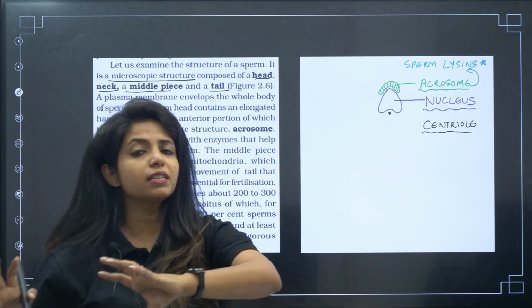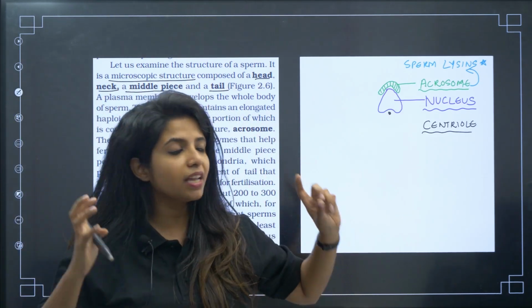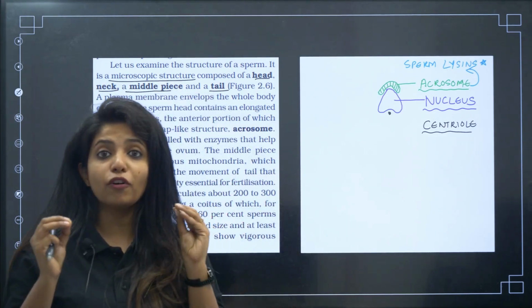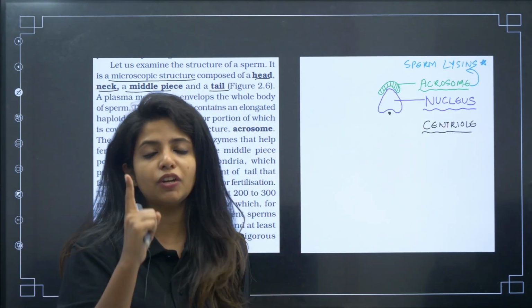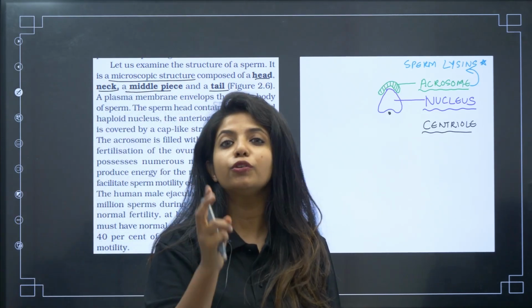Once the fusion takes place with the ovum, there will obviously be a cell division taking place. At that point of time, you need spindle fiber formation. So for that, we have one centriole over here. What do you mean by one centriole? Are there two centrioles? Yes, there are two centrioles.